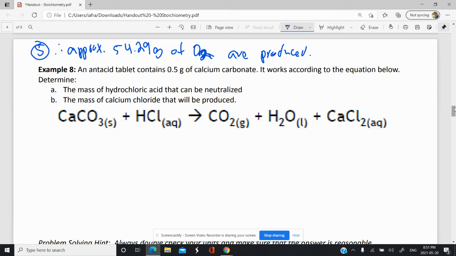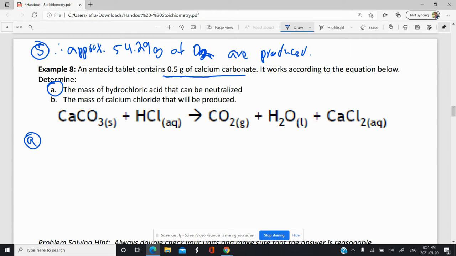An antacid tablet contains 0.5 grams of calcium carbonate and works according to the equation below. So A is determine the mass of hydrochloric acid that can be neutralized, and then B, determine the mass of calcium chloride that will be produced. So I'm going to do these in two different colors. I'll do this one in blue, and I'll do the next one in a different color. So we'll start off with A.